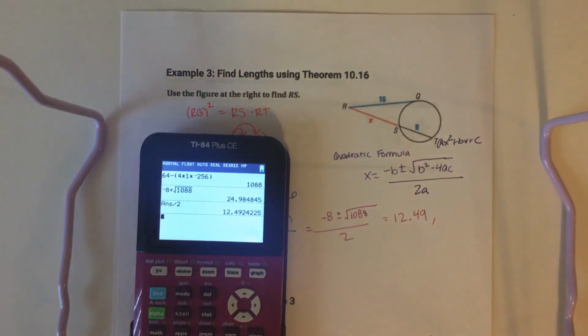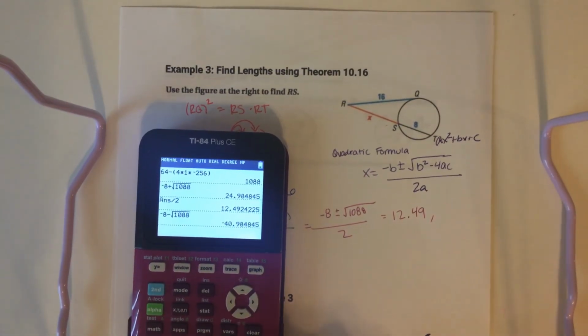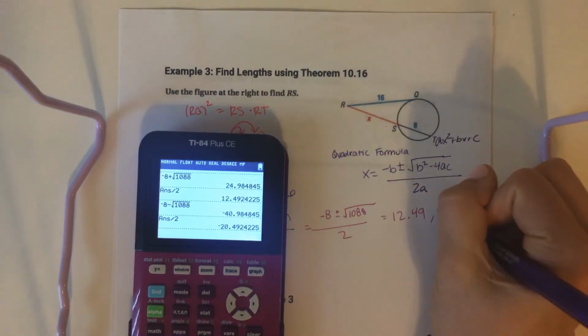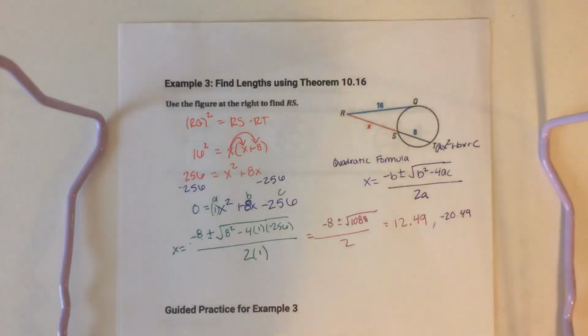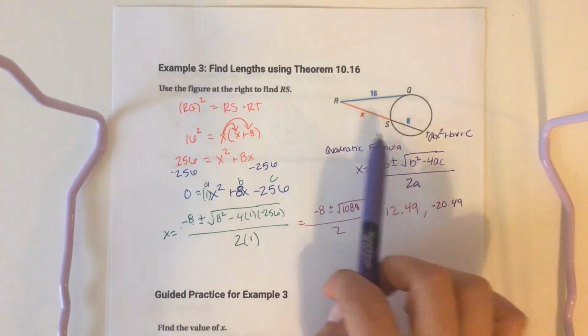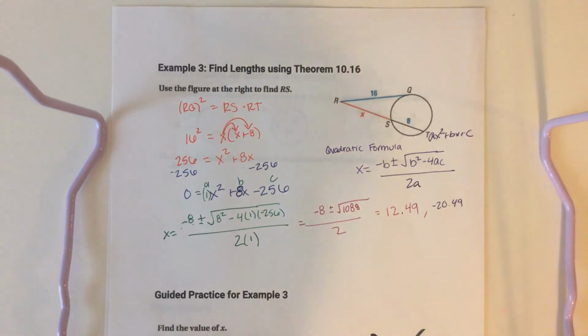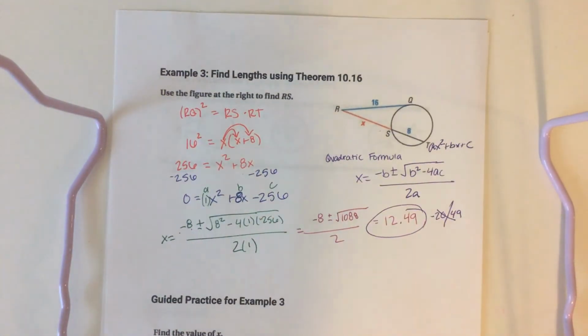It's okay to round. And then for our next answer, we're going to use the minus and do negative 8 minus the square root of 1088 divided by 2, negative 20.49. So there's our two possible answers. But if we think about it, x can't be negative, right? We can't have a negative length. So this answer doesn't make any sense, which means x is going to equal 12.49, which means RS equals 12.49.